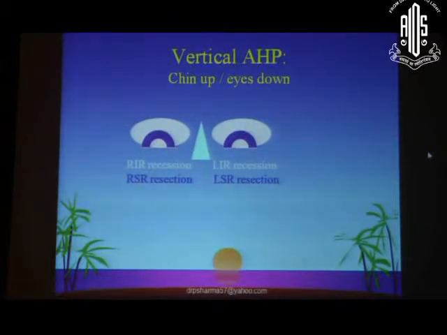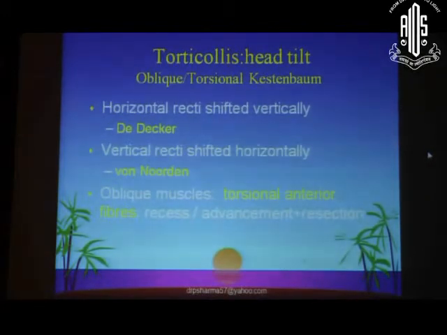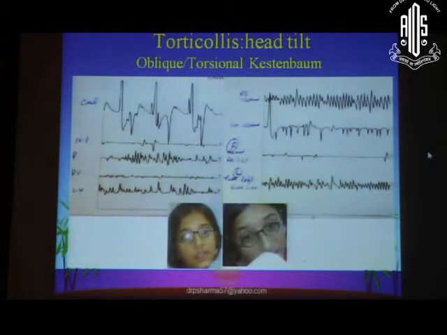In the vertical posture, again the same principle works, and you would shift the eyeball by operating on the requisite vertical muscles for chin up and chin down positions. For torsional head tilts, an oblique torsional Kestenbaum procedure is described. Dekker had described the horizontal recti shifted vertically. Von Noorden described the vertical recti shifted horizontally, and then there is an approach on the oblique muscles in which the torsional anterior fibers are selectively weakened or strengthened by recession or advancement and resection. This is usually the approach that we prefer, although it's more difficult, because it does not compromise the circulation of the vessels by the horizontal or the vertical recti.